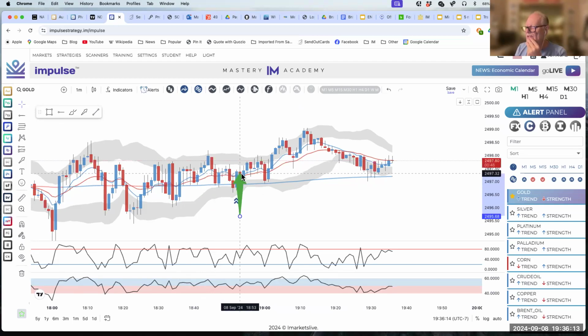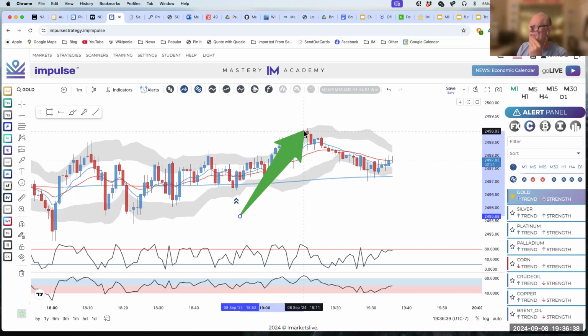Your other entry is definitely right about here. That's a bit of an early entry, probably better. Well, you could have gotten on this candle or this candle here. It did retrace a little bit. And then the continuation was here up to here on gold. After that, it dropped through the red here. On this candle, you would have got out there where it wicked down into the white, or definitely out on this candle.